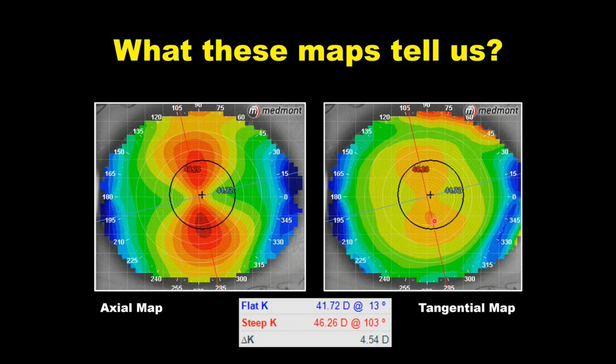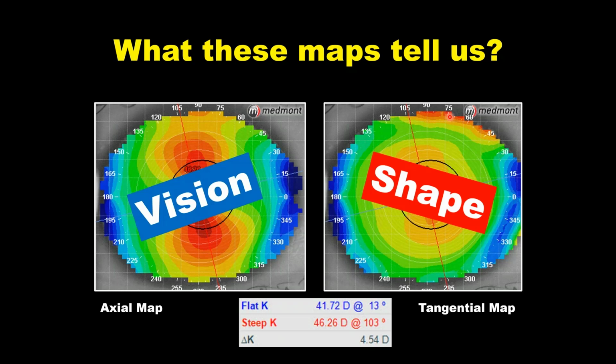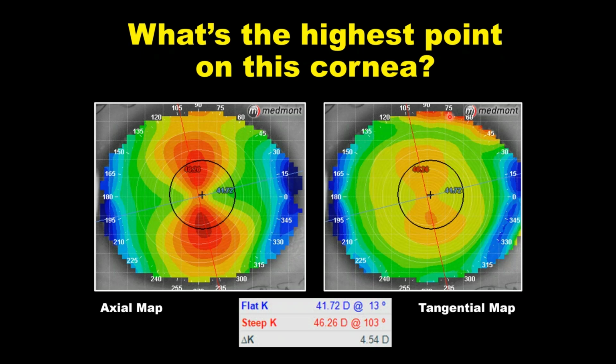But then how is it possible that on the tangential map this isn't the highest point, that suddenly this is the reddest or most curved point? It is really important, if none of this makes sense, that you consider that an axial map is the way you understand vision. It's the way you understand power. Tangential is the way you understand shape, how the eye alters in shape very radically, and where it does. So neither tells you the elevation of the eye. And that's where the elevation map comes in.